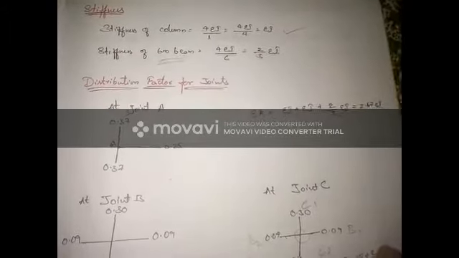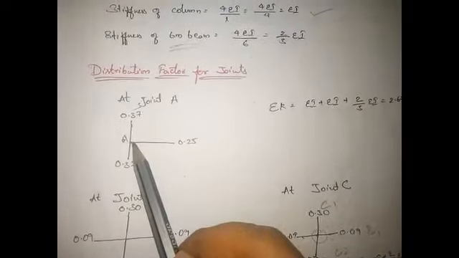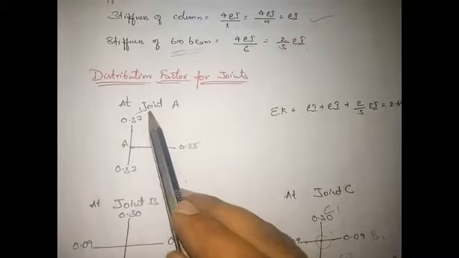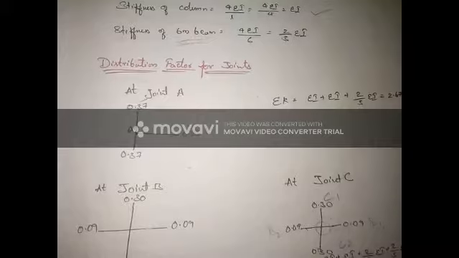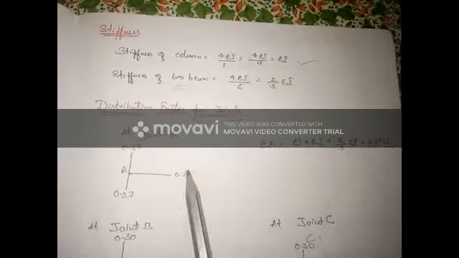Okay, next, distribution factor for the joints. As I said to you, we are supposed to take the distribution factor with respect to each and every joint. So for each joint, here we'll take the stiffnesses directly.